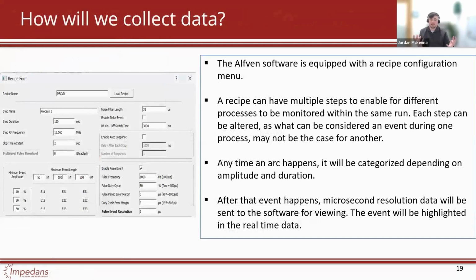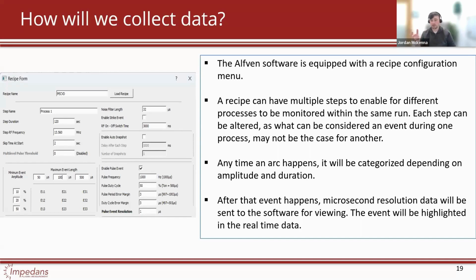But how do we collect the data or how do we classify these events? The Alphen software is equipped with a recipe configuration menu. A recipe can have multiple steps and enable different processes to be monitored within the same run. Each step can be altered, as we mentioned before. An event for one process may not be an event for another. Anytime an arc happens, it'll be characterized depending on the amplitude and duration. That's where the E11, 21, 33 all come from.